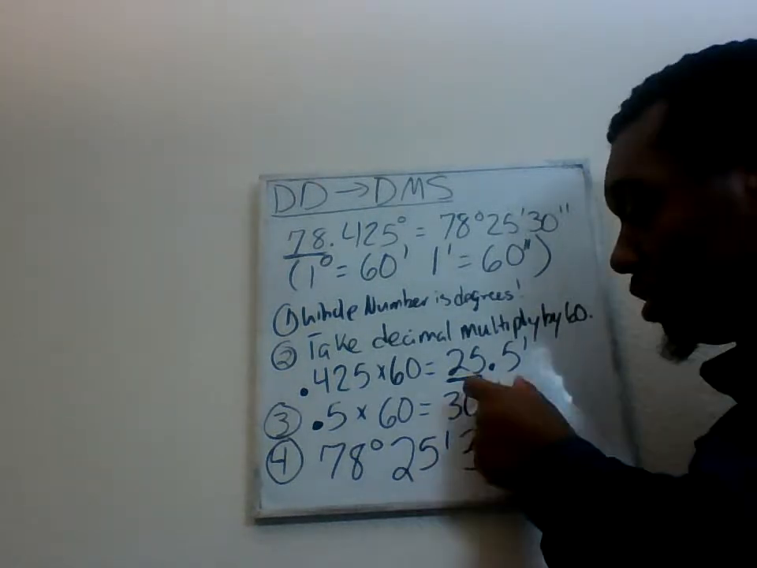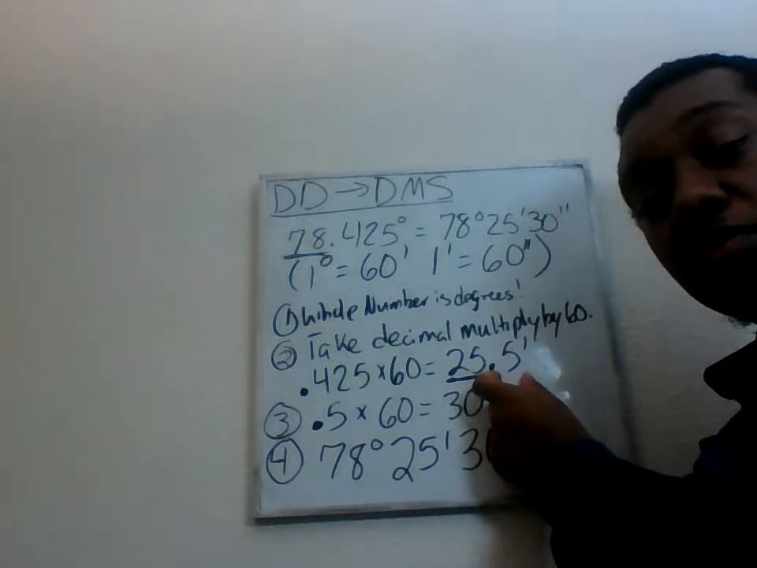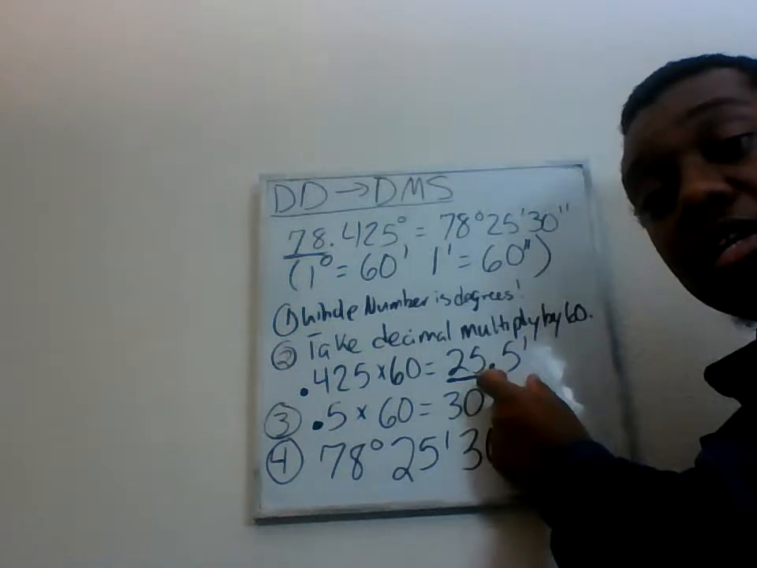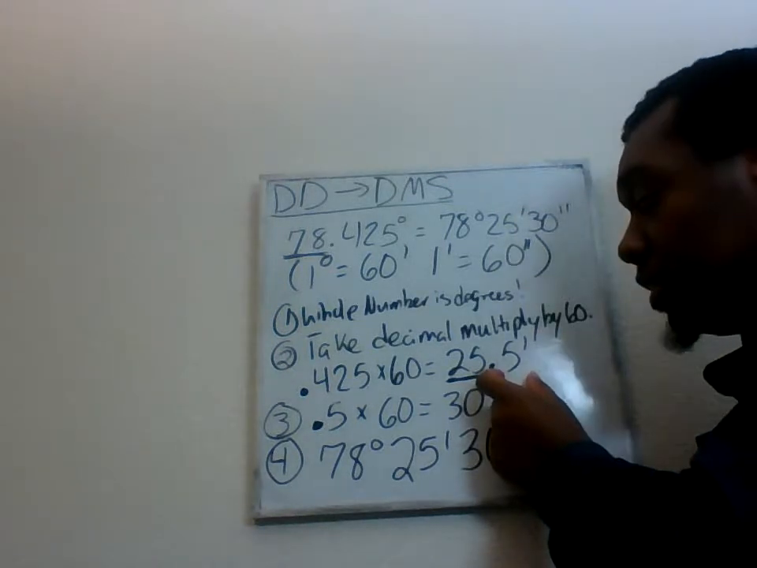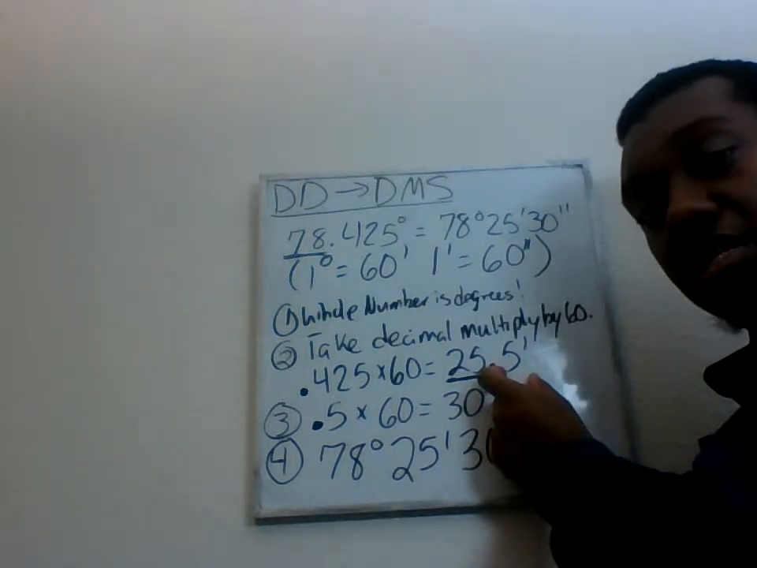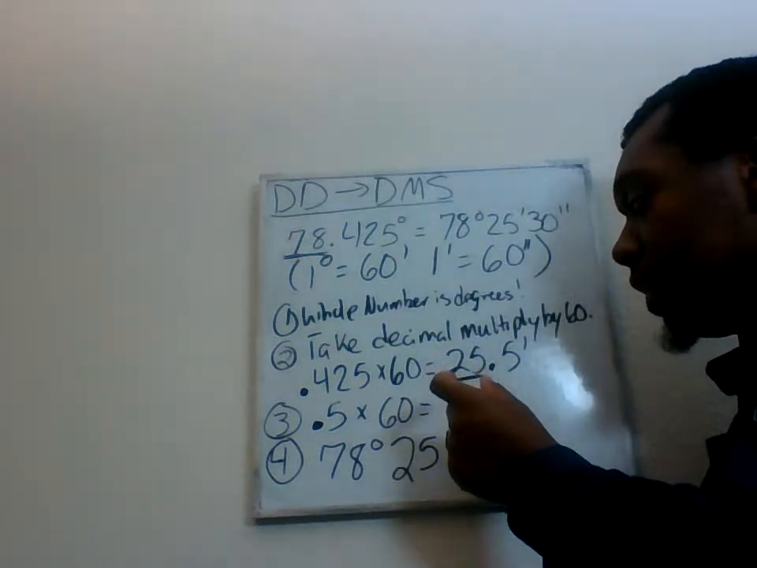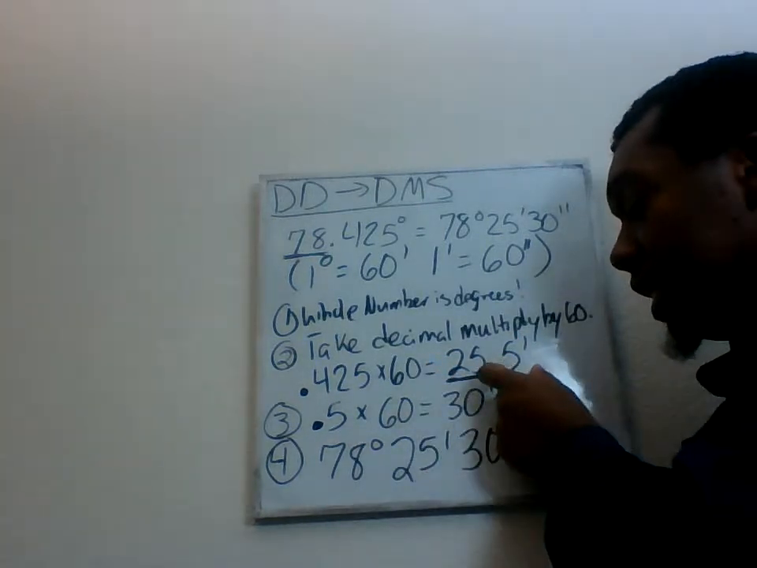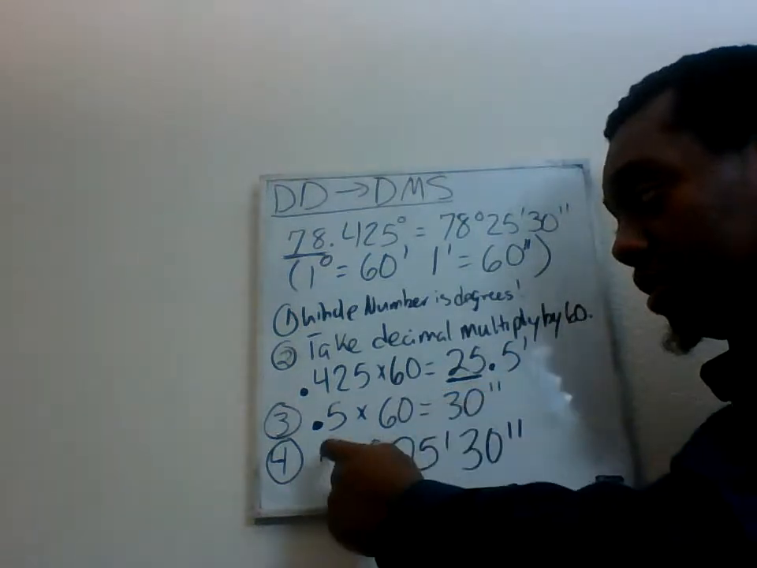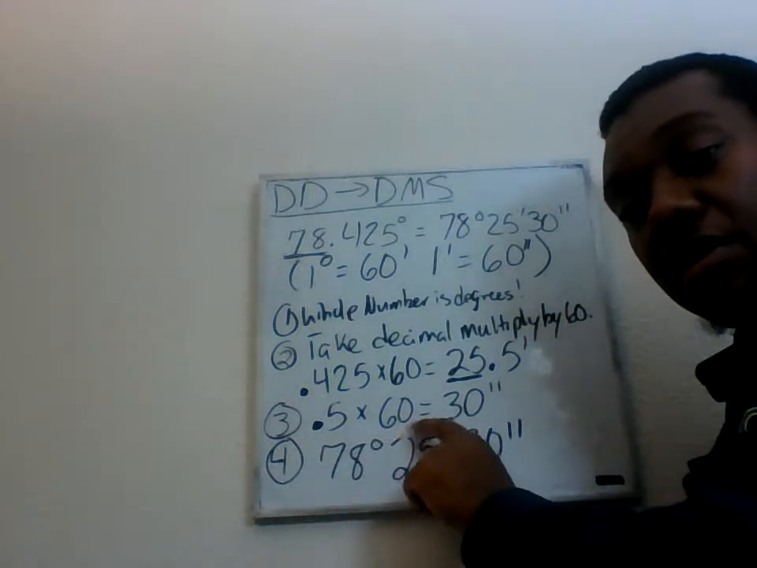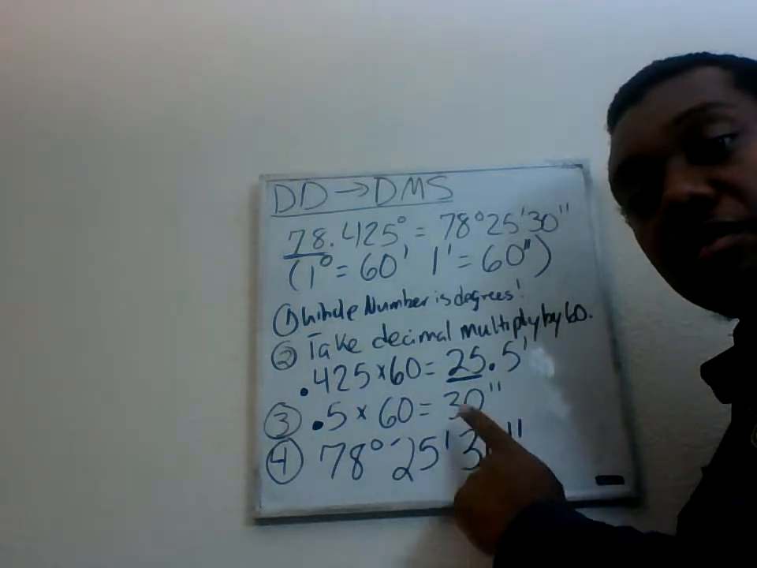And now the fractional part, or the remaining decimal for the number of minutes, is going to have to convert to seconds. So we're going to take that number here, and we're going to multiply that by 60 in order to get our seconds.